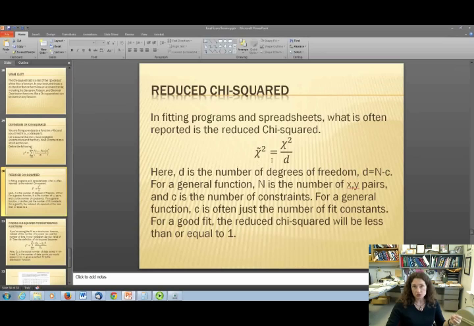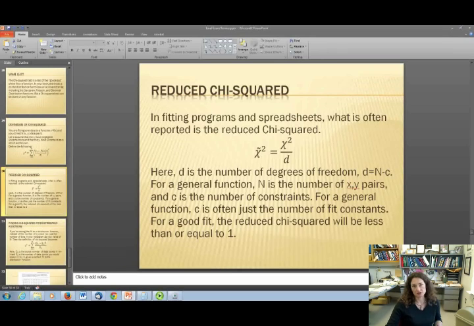So you want to reduce chi-squared, so that you can compare goodness of fit for any number of variables or any number of data pairs, and it gives you the same kind of standard all the time. In fitting programs and spreadsheets, they report the reduced chi-squared, and that's the chi-squared divided by d, the number of degrees of freedom. The number of degrees of freedom for a fit to a function is the number of xy pairs n minus the number of constraints c. For a general function, c would be the number of fit constraints.